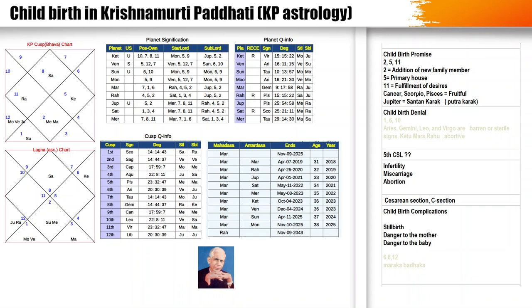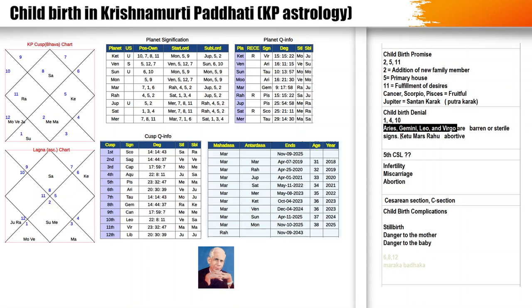Now let's look at the childbirth denial. So what are the rules? This combination 1, 6 and 10. This, 1, 4 and 10. So this combination indicates denial. When the planets are signifying 1, 4, 10, then they tend to deny the childbirth. And the barren signs are Aries, Gemini, Leo and Virgo. These are the barren signs.